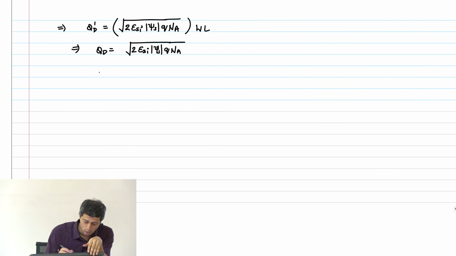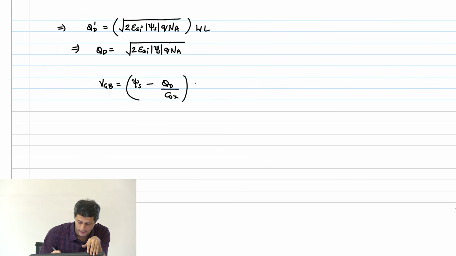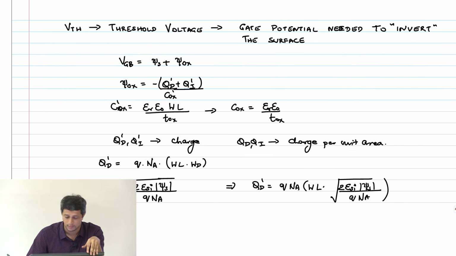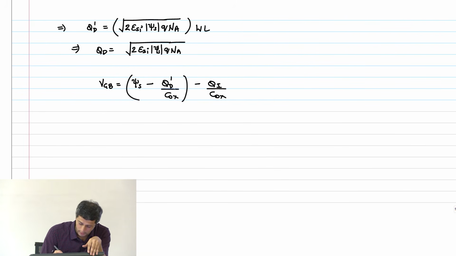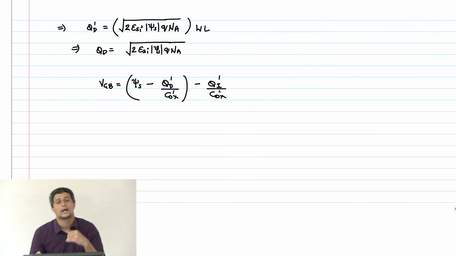Right. So, now I can write my VGB as psi s minus QD by Cox, right, and minus QI by Cox. I am just splitting this term here. Of course, let me be clear, QD prime, because these are all absolute charges.